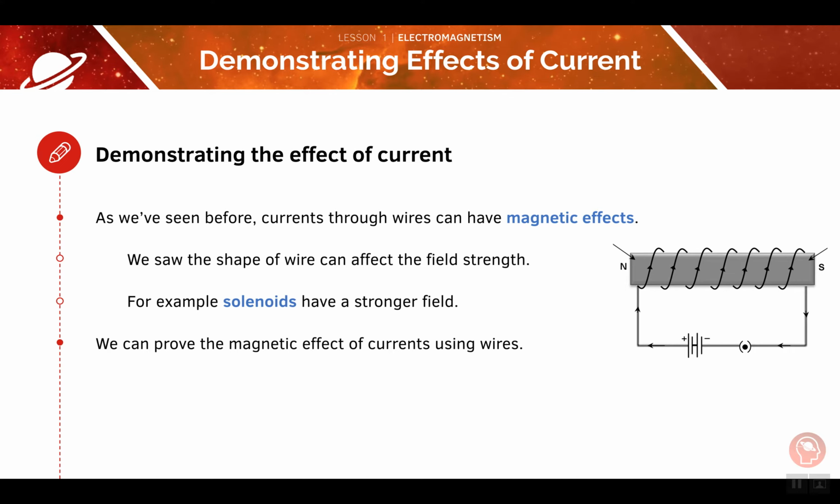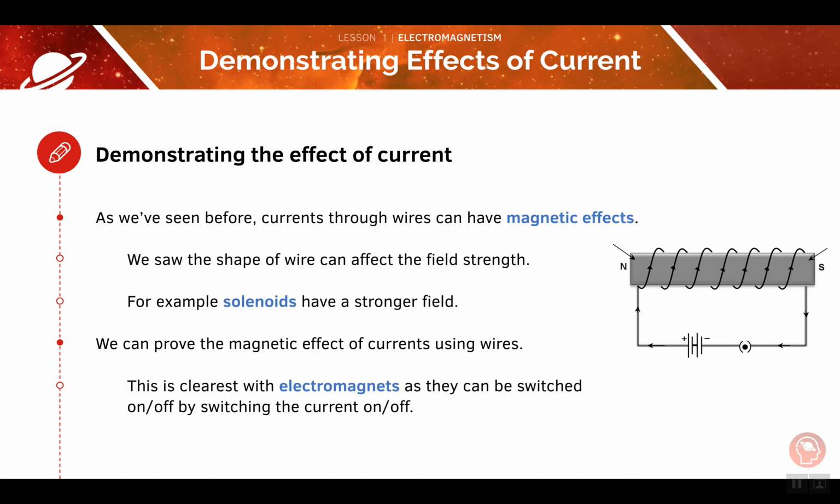We can demonstrate the magnetic fields of currents. It's much easier to demonstrate the effects of currents in electromagnets. These can be switched on or off by switching the current on or off.